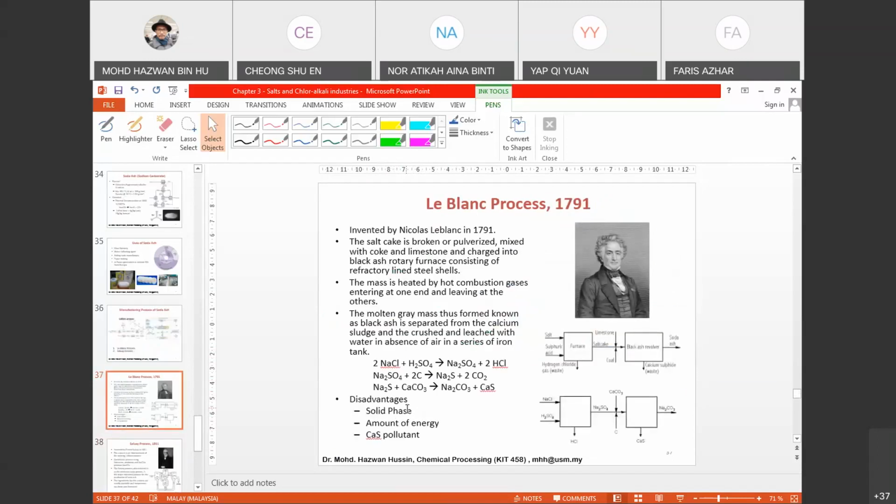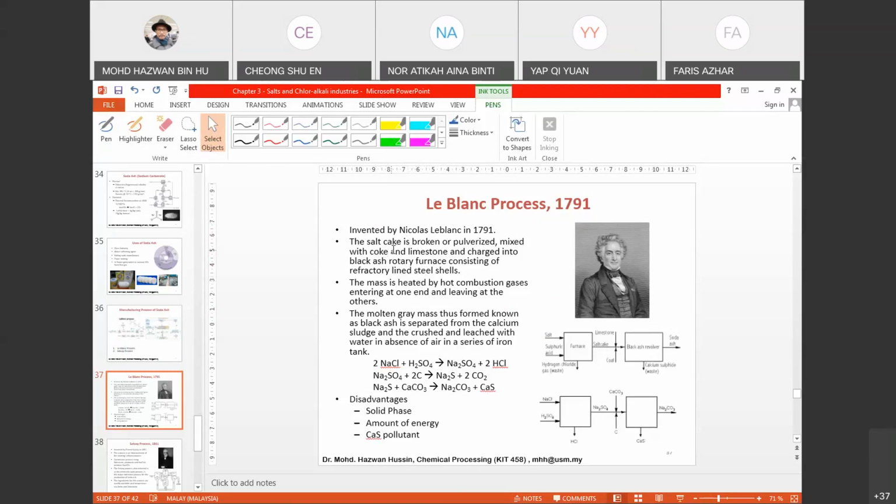The first one is known as the Leblanc process, established in 1791, invented by a French industrialist or chemist known as Nicolas Leblanc. Nicolas, the white. In 1791, the salt cake. This is not the cake that you eat. Salt cake is actually the hardened salt crystals.